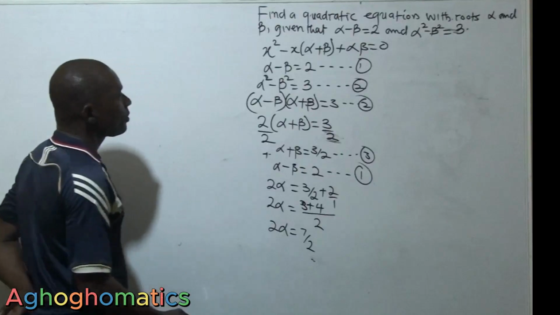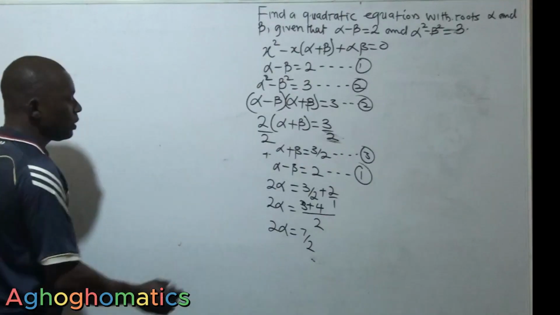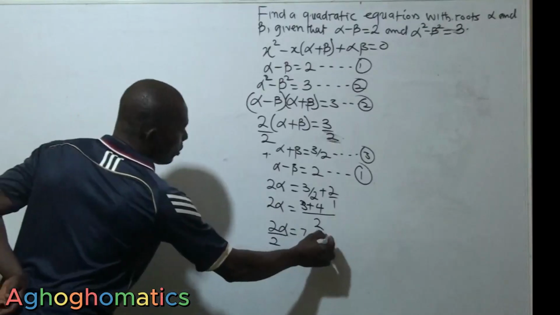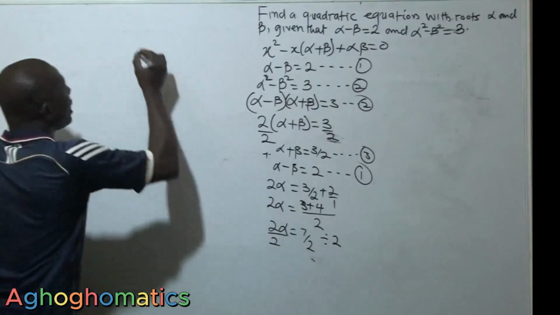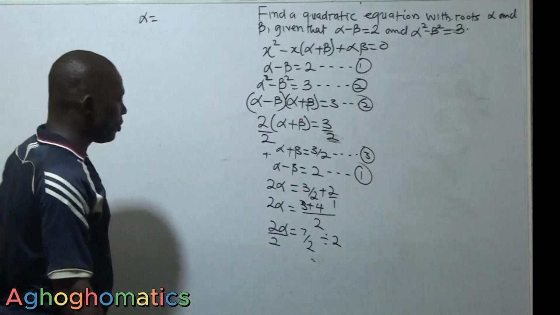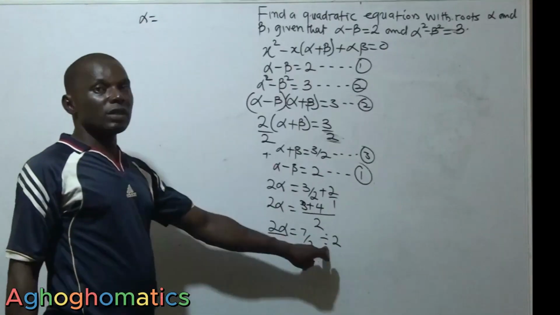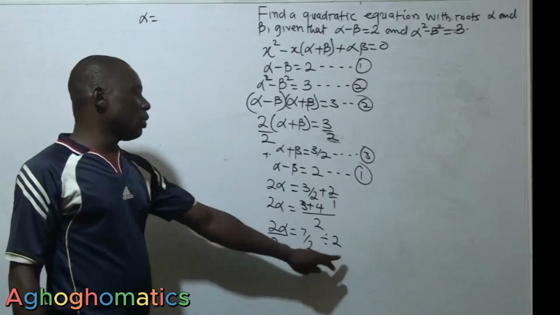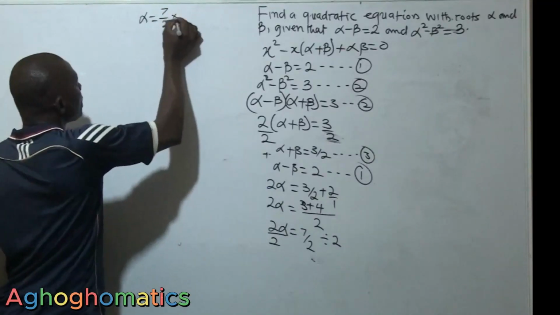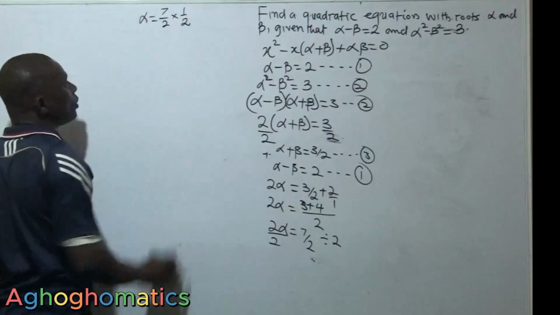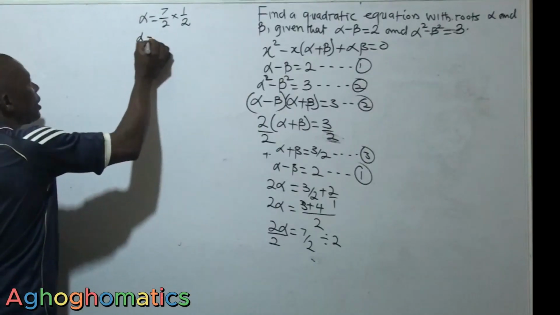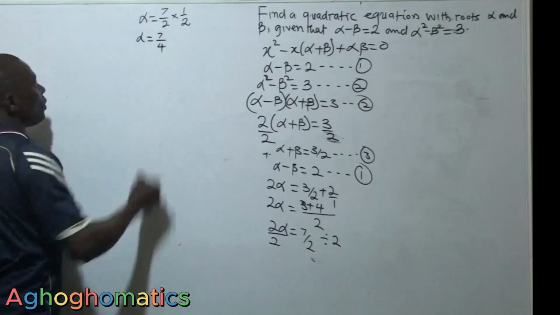Now to obtain the value of alpha, we divide both sides by 2. By the basic operation of division, we change this division sign to multiplication, then we invert 2, so this becomes 7 over 2 times 1 over 2. So here alpha becomes 7 over 4.